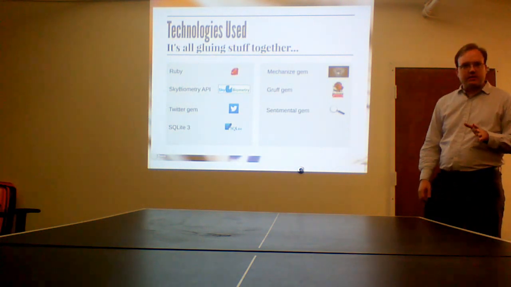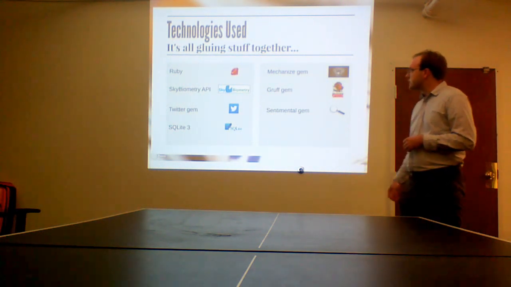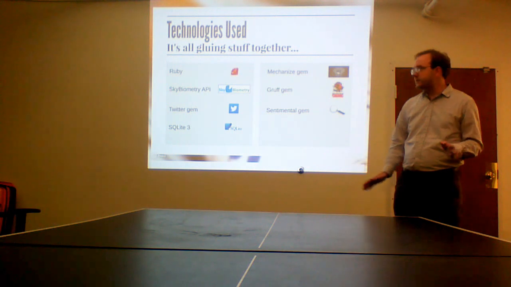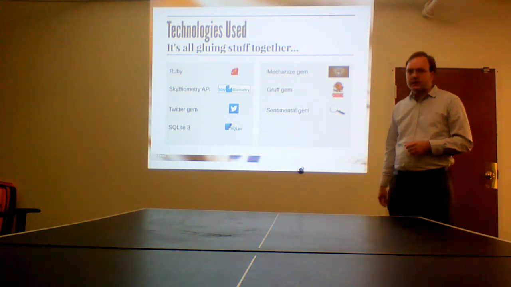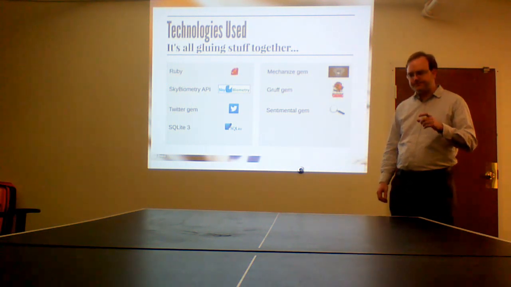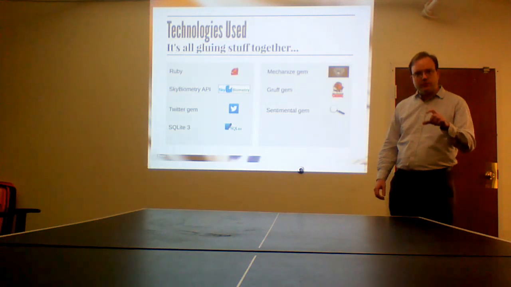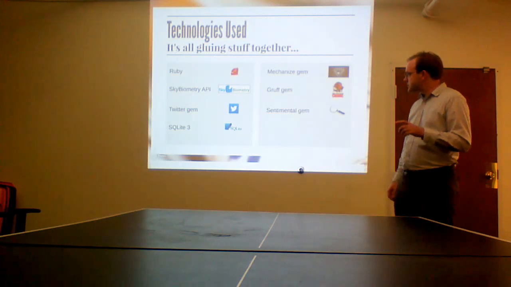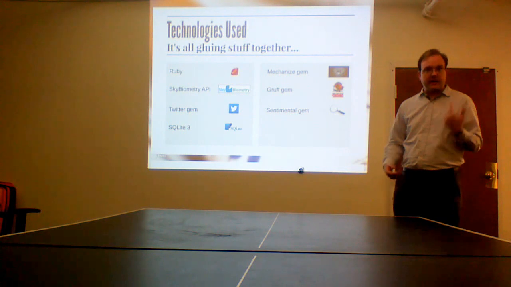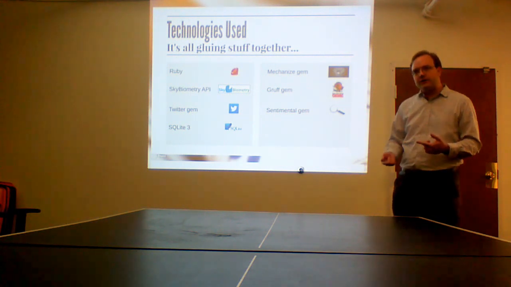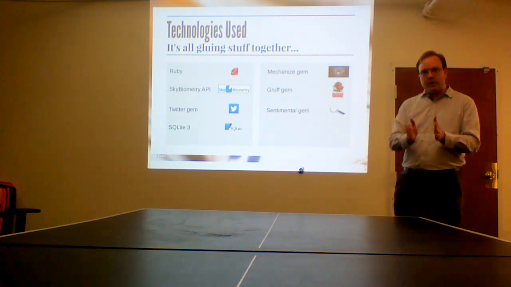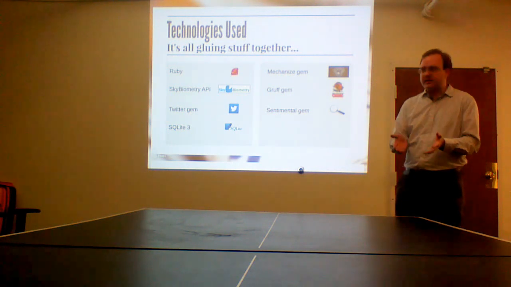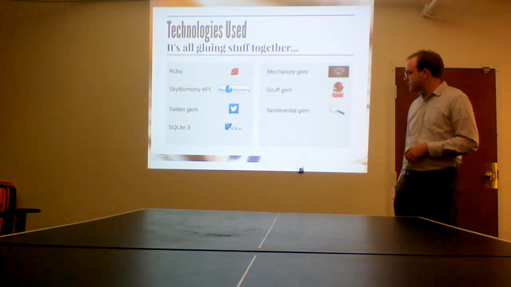So before I get into the nuts and bolts, I figured I'd go over the technologies that I use. It's all coded in Ruby. The Sky Biometry API is what I use to get the mood analysis from the images. The Twitter gem is what I use to get the tweets themselves. It actually gives me 3,200 tweets from any one source at a time. SQLite 3 is my database.